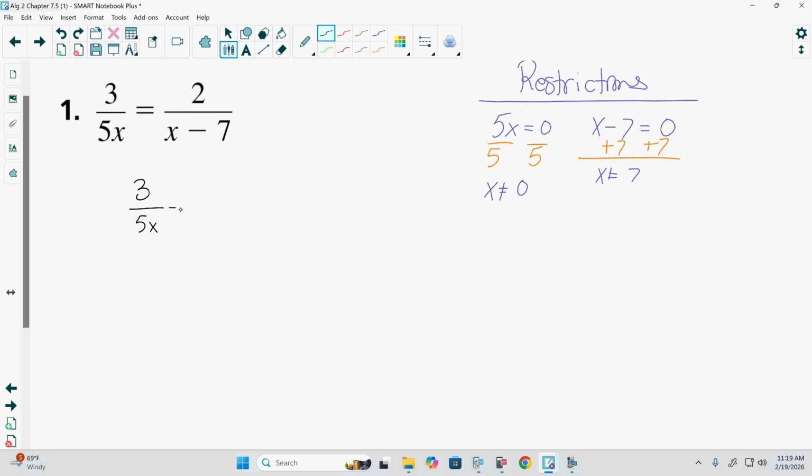I'm going to rewrite it so I have a little more space. So what do we know that we need to multiply each thing by to get those fractions to go away? What do we need to multiply everything by? What's our denominators? 5x and x minus 7, because we want the denominators to go away. We want them to simplify out.